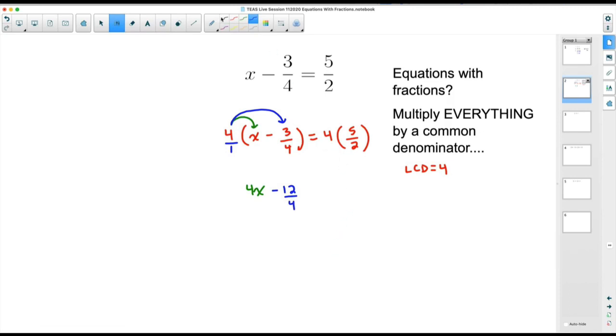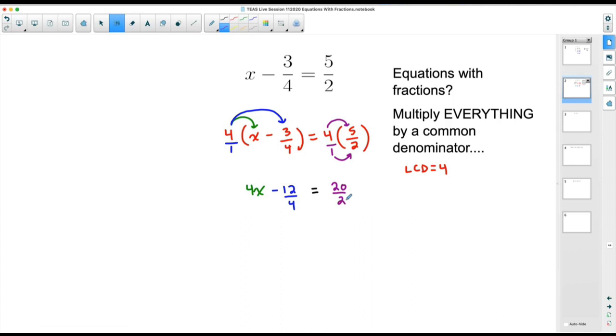Over on the right-hand side, let's do the same thing. Essentially, you're taking top times top, bottom times bottom. So if we think about this as being 4 over 1, 4 times 5, we get 20. And then 1 times 2, we get 2.